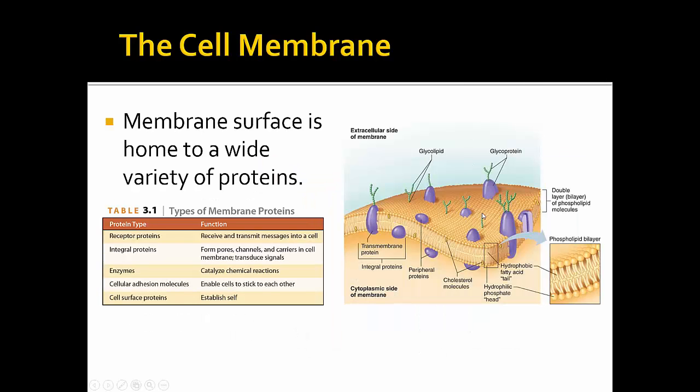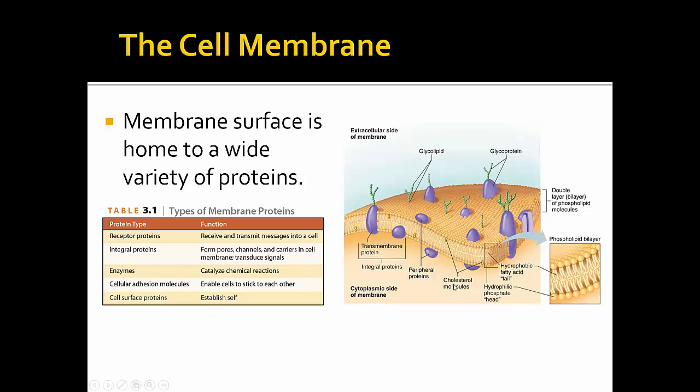All right, so the cell membrane, in addition to being a lipid bilayer, is home to a wide variety of proteins. So right here, this is a transmembrane protein, meaning it goes all the way across the membrane. Then there are these that stick in the membrane, and they have different functions. Again, we're going to go over this more in another lecture. But there are receptor proteins, which receive and transmit messages, and integral proteins, which form pores or channels. I talked about ion protein channels, which help things pass through the cell.